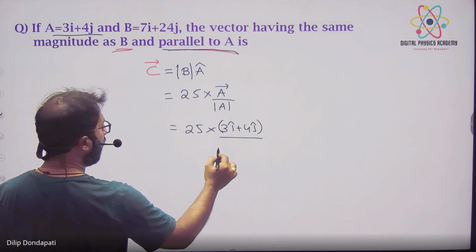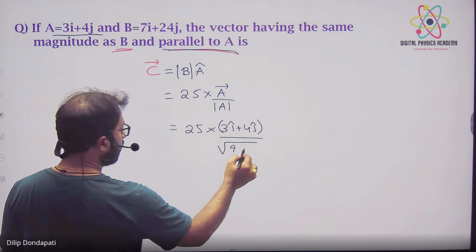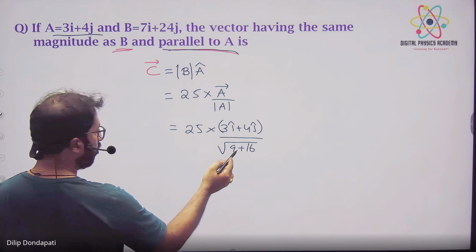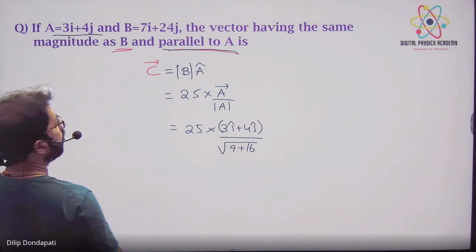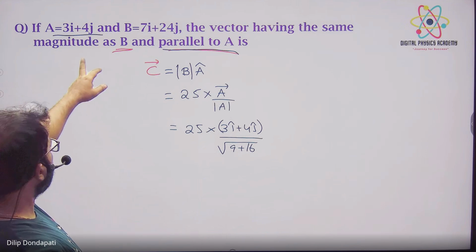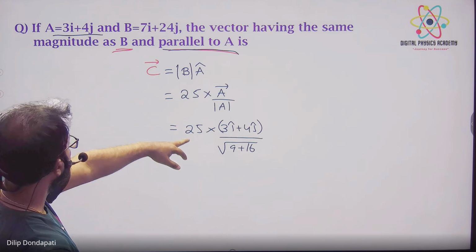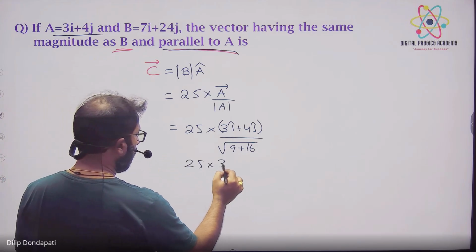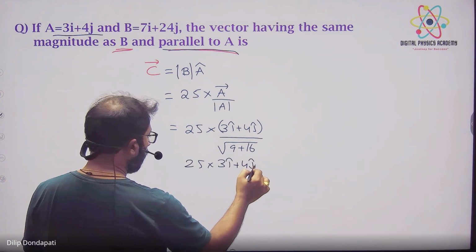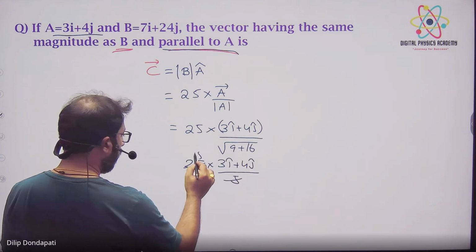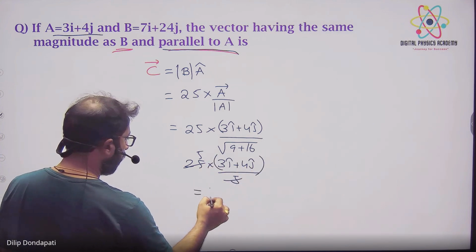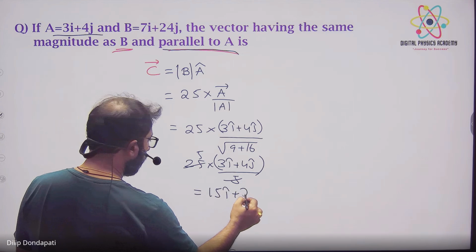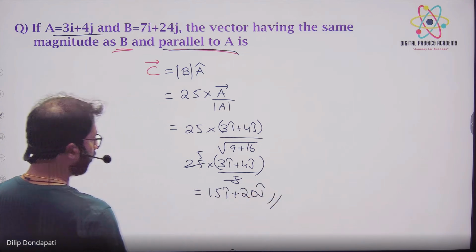Mod A means under root 9 plus 16. So it is how much? Vector A, 3I plus 4J by mod A. Mod A is 25, you know. Yeah, sir. You can write root 9 plus 16 as 5. 25 into 3I cap plus 4J cap by 5. 5 into 25, so multiply करो, कितना आएगा? 15 I cap plus 20 J cap. This is the answer.